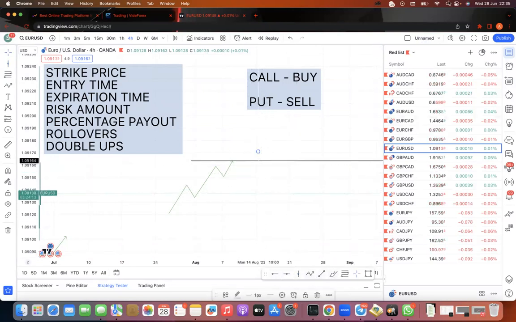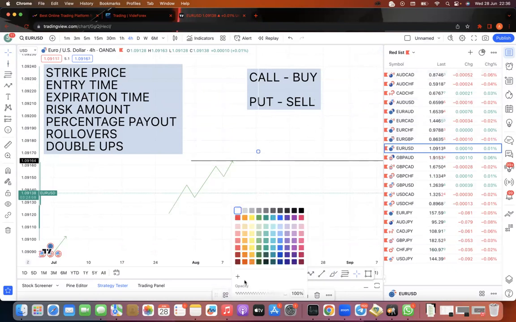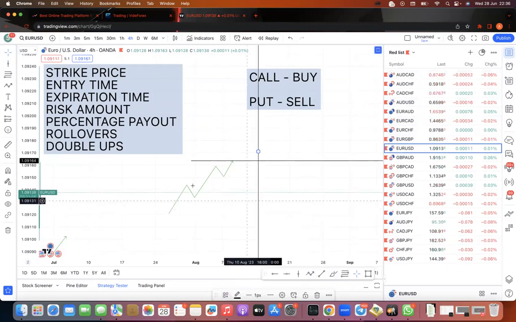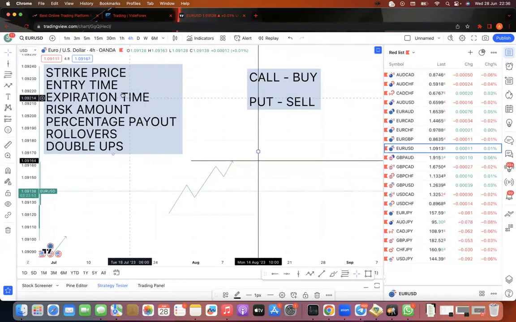Okay, so if you look at the time here, this time is what? 10:35. So if I'm entering the trade right now, I might want the trade to end by 10:40. Do you understand? And that is my expiration time. So the time between my entry time and my expiration time is going to be the 5 minutes I selected.